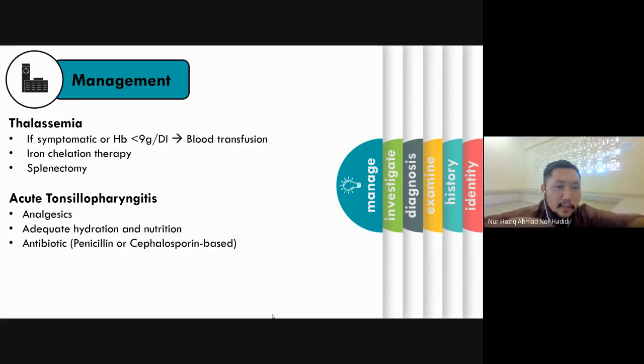If the patient has already undergone blood transfusion therapy, we need to do iron chelation therapy at the same time in order to get rid of the excess iron in this patient due to the blood transfusion. So basically the agent that can be given to this patient is desferrioxamine. Another management that can be done in this patient, in general, is splenectomy.